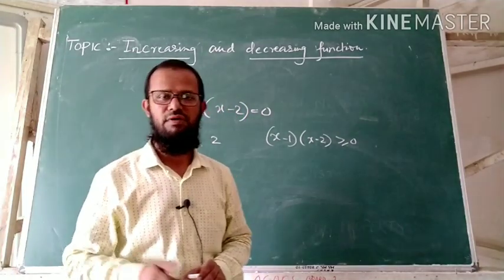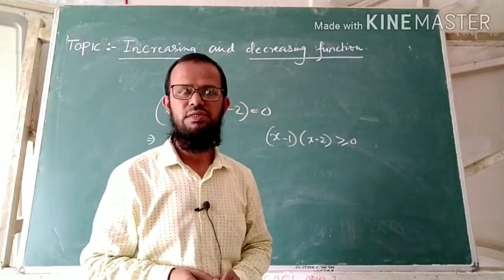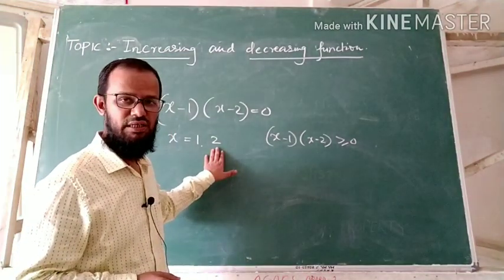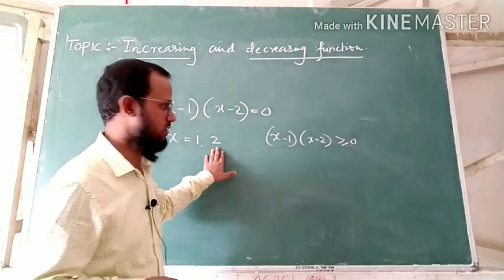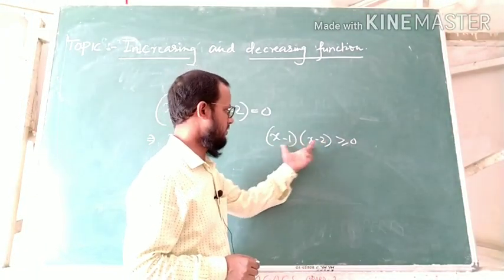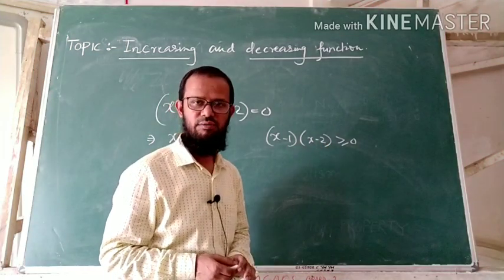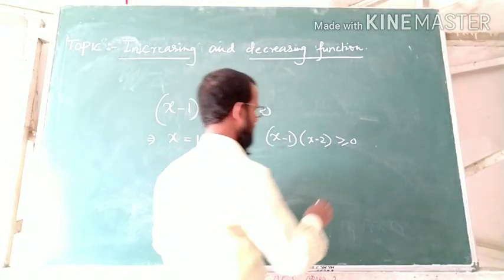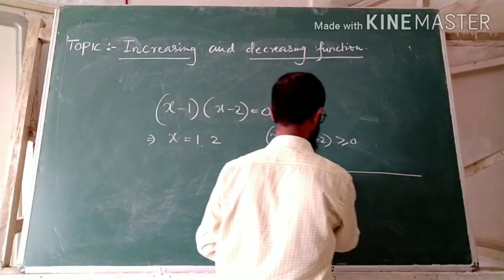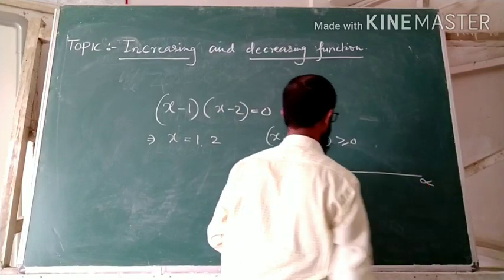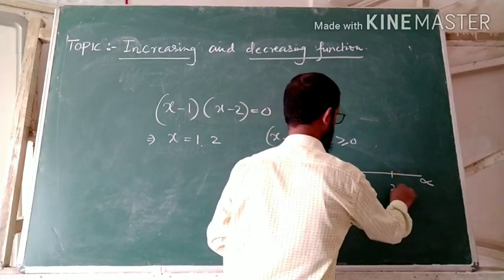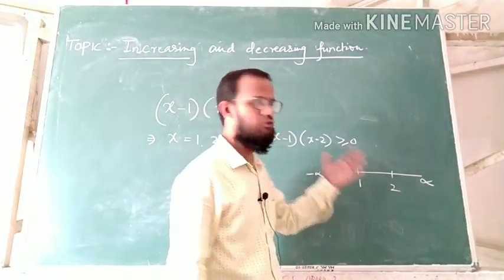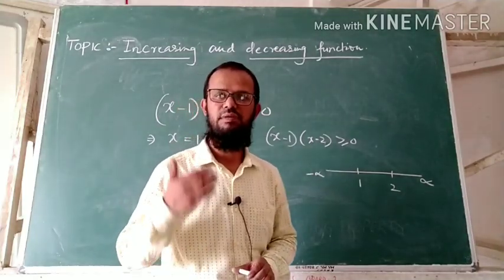From here the function may start to decrease or start to increase. So the points x is equal to 1 and 2 are called critical points. Since this is a polynomial function, a quadratic polynomial, its domain is the set of real numbers, minus infinity to plus infinity, and the critical points are 1 and 2. Your solution will be within this domain. It is a part of the domain, or it may be the whole domain.